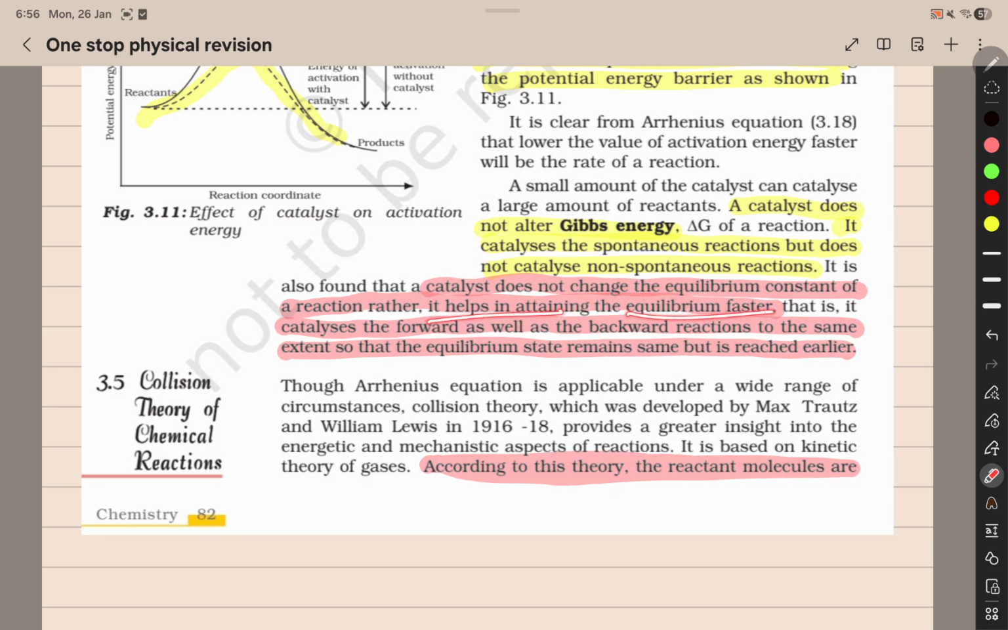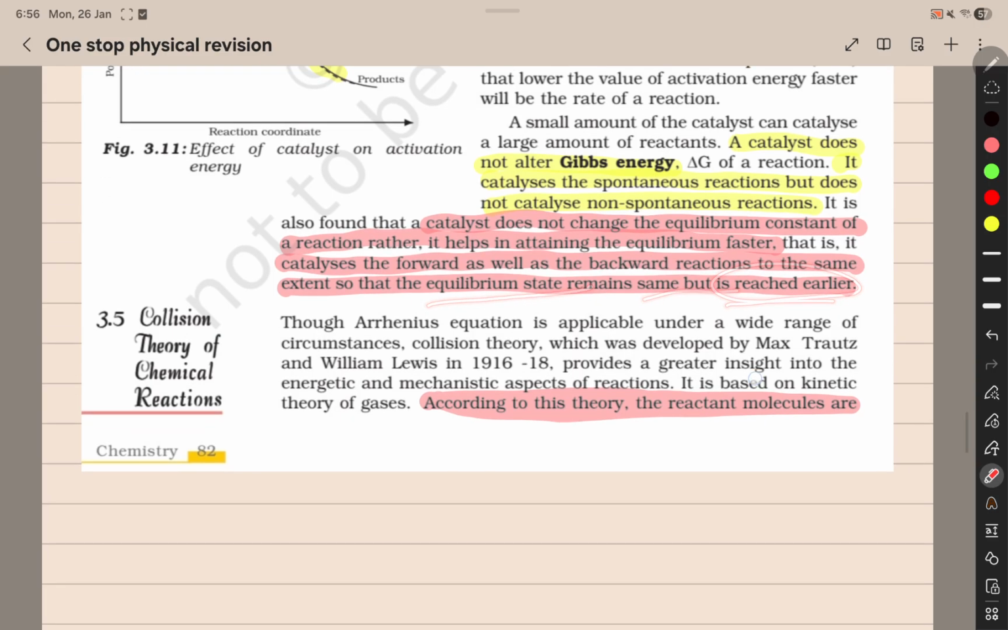It helps in attaining the equilibrium faster. That is, it catalyzes the forward as well as backward reactions to the same extent, so that the equilibrium state remains the same, but it's reached earlier. That's what it's trying to do.